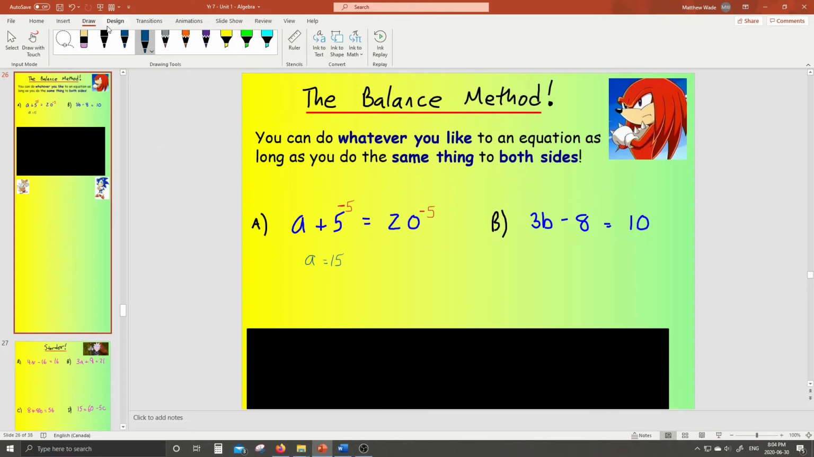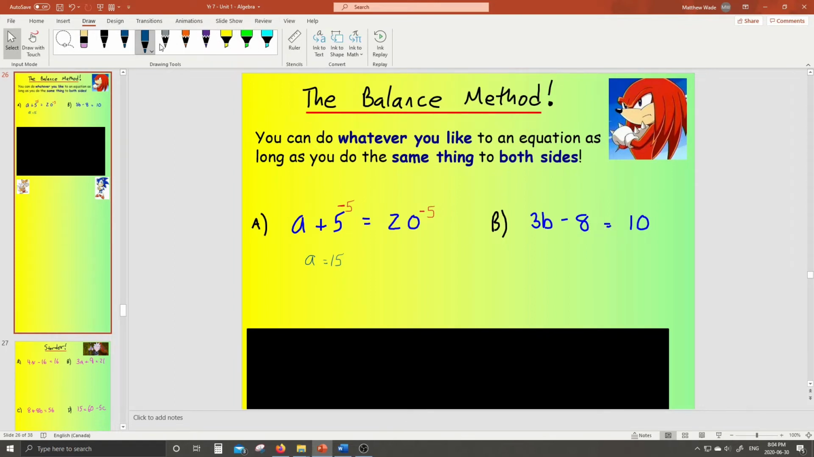Now here's why you actually do it, guys. Because when you get to questions like B, I bet some of you know. What do you think the answer is there? Can you guess what letter it is? 3 lots of something take away 8 equals 10. Can you think what the number would be? What do you reckon? About 6? Yeah? Well, that's it. Well, probably. You see, you can guess them, but it's just tricky. Watch how much better this is.